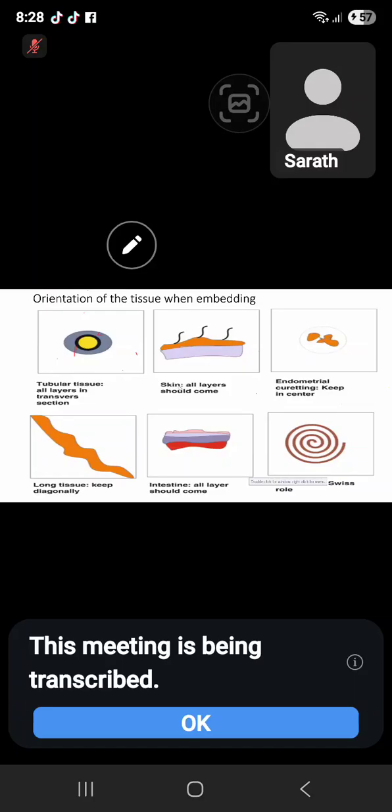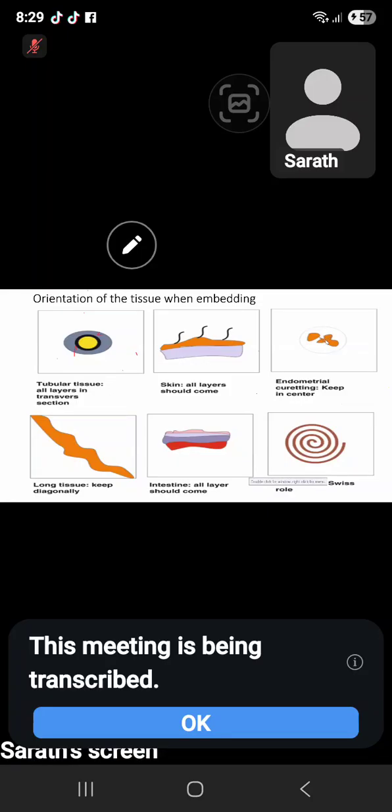This is how you are going to embed the skin. You should be able to get all the layers: dermis, upper dermis, dermis, fat layer, and all these things should be taken into one section. So endometrial curettings, small biopsies and other things are all kept in the center, very close to each other. And everything should be at the same depth, same depth. That means all the tissues are coming into the one section, right?